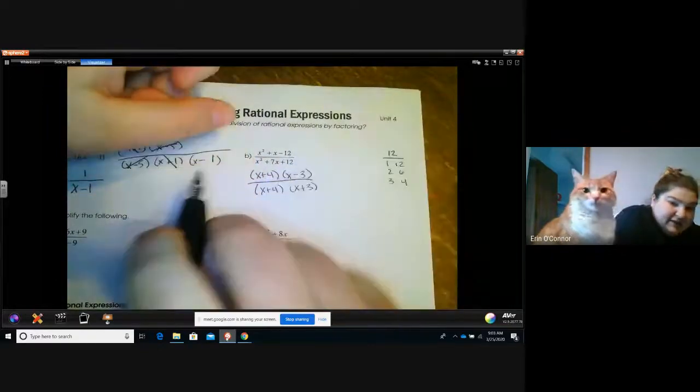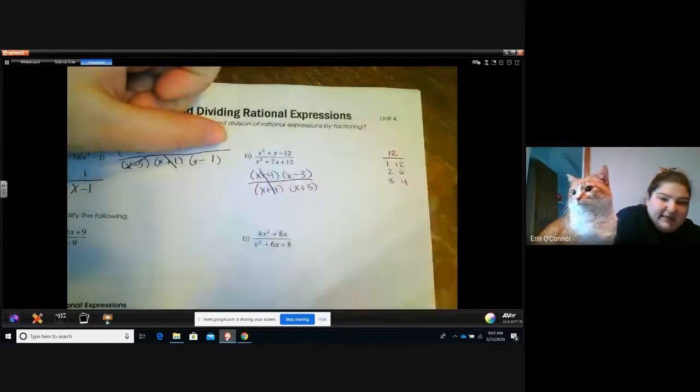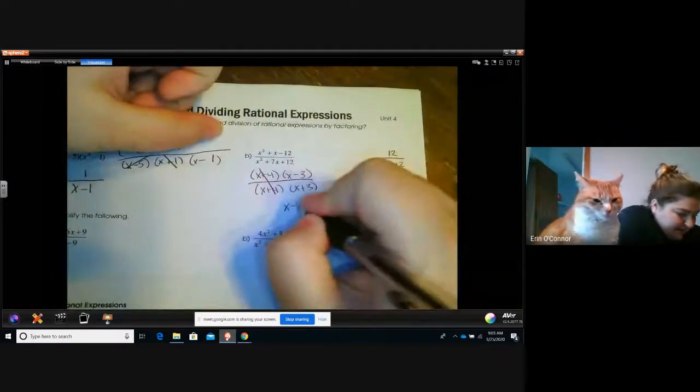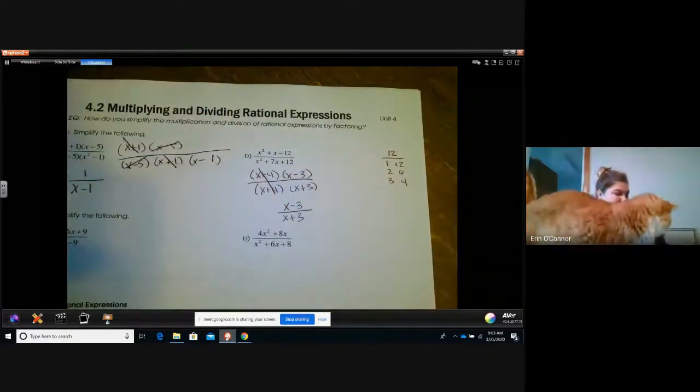We cancel out like terms. So x plus 4 and x plus 4 are exactly the same. We can cancel them out. And we get x minus 3 over x plus 3. And that is your simplified expression.